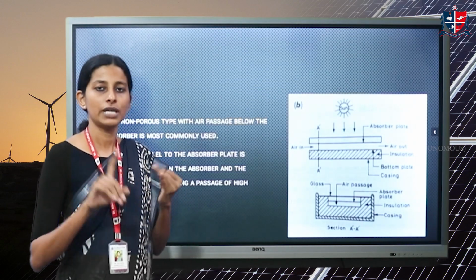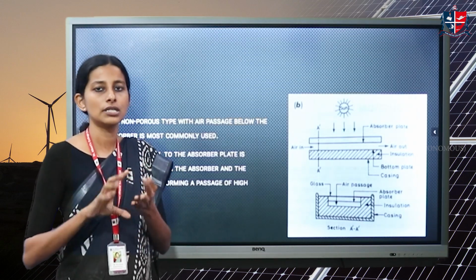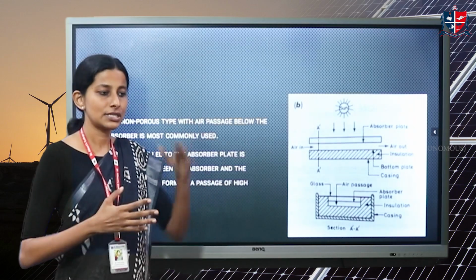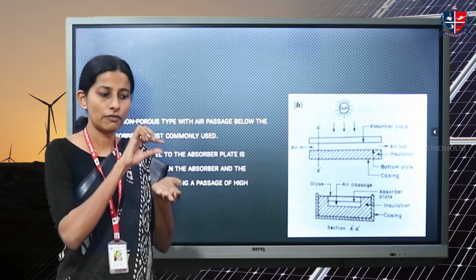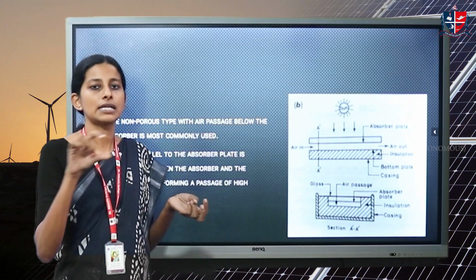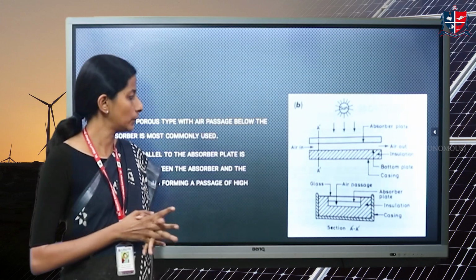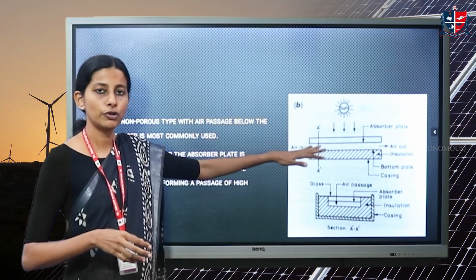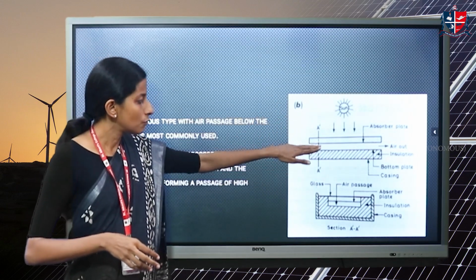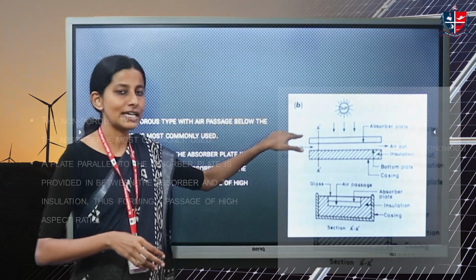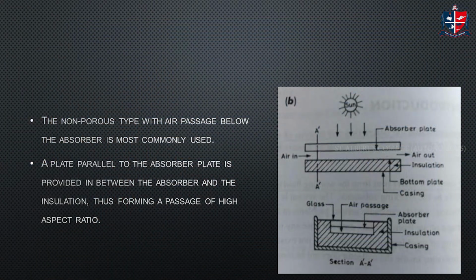We have a glass plate, we have an absorber plate, that's the bottom plate, insulation, and the casing. Just the position where the passage is provided keeps on varying. So this is the second type where airflow is happening below the absorber, which means the glass as well as the absorber plate is a single entity. Below the absorber plate we have provided a passage. Same operation, everything is the same, just that the layout or the schematic of it changes.